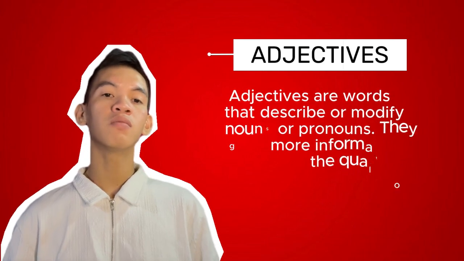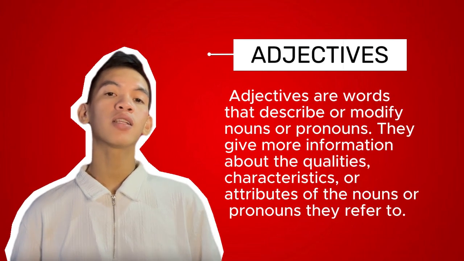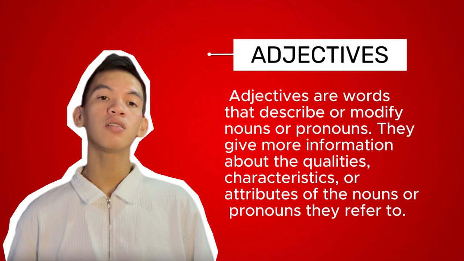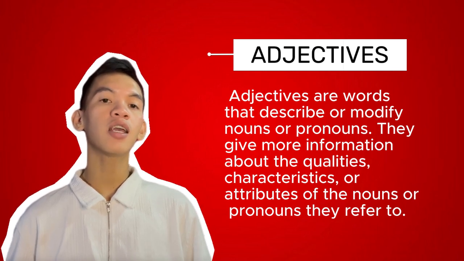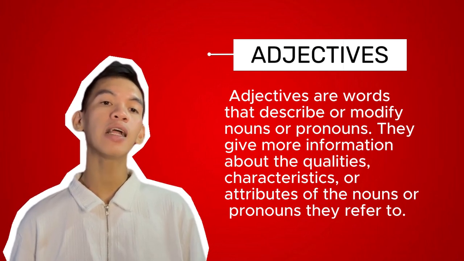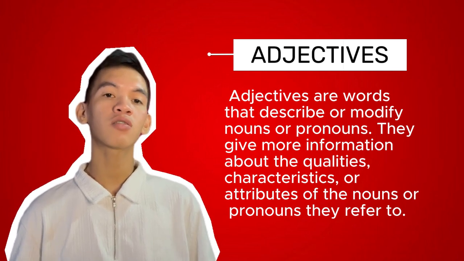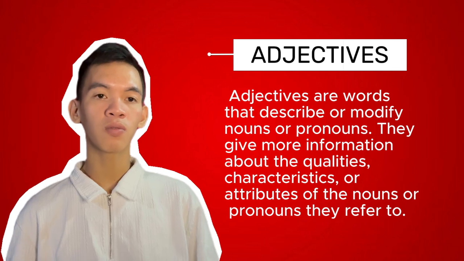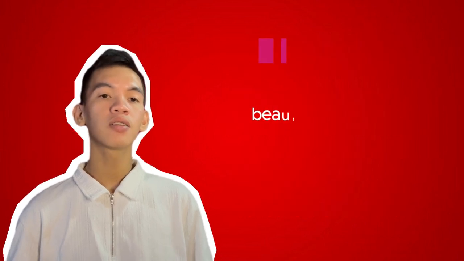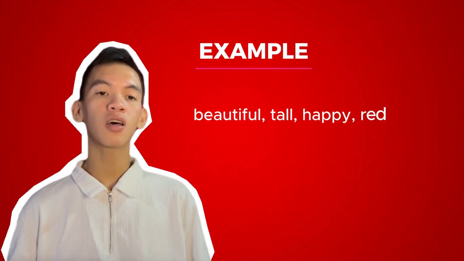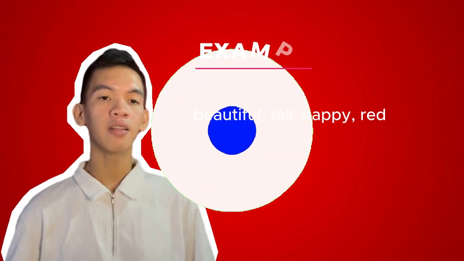So now, let's talk about adjectives. Adjectives are words that describe or modify nouns or pronouns. They give more information about the qualities, characteristics, or attributes of the nouns or pronouns they refer to. Example, we have beautiful, tall, happy, red.